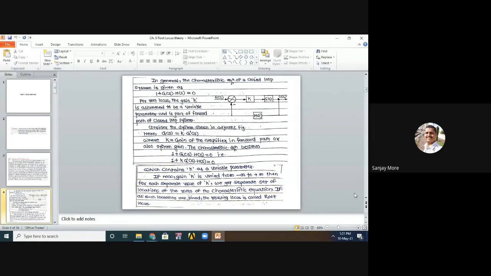Now, gain K is varied from minus infinity to plus infinity. Then for each separate value of K we get a separate set of locations of the roots of the characteristic equation, and all these locations are joined, and the resulting locus is called the root locus. K is a variable parameter, different for different poles, and these poles create one locus called the root locus.